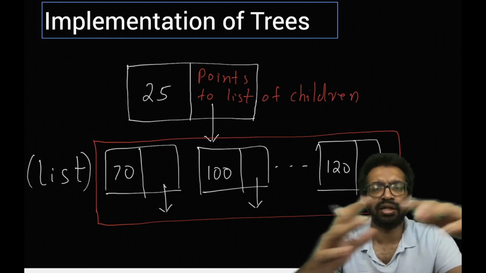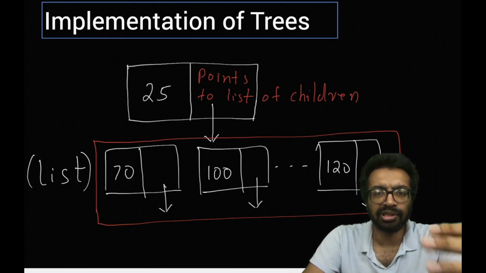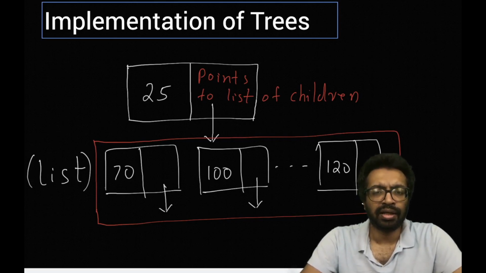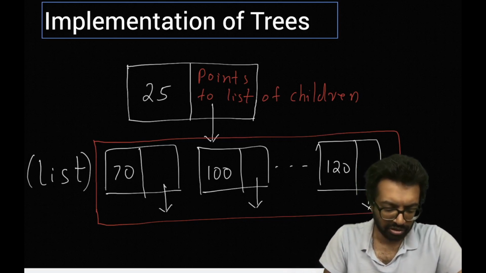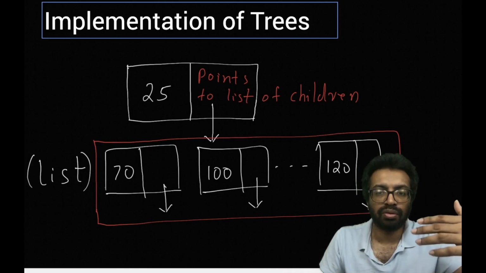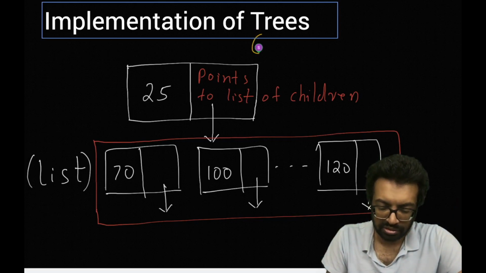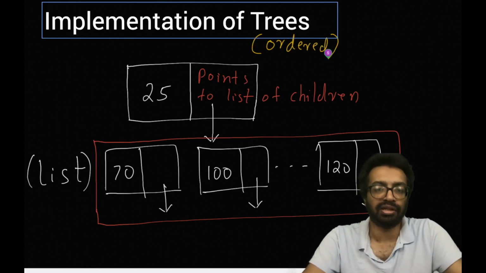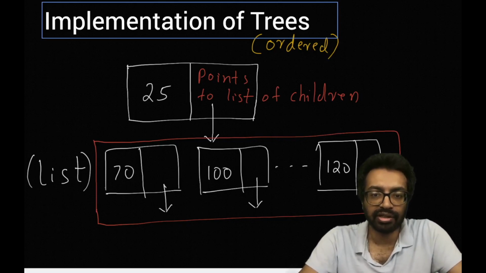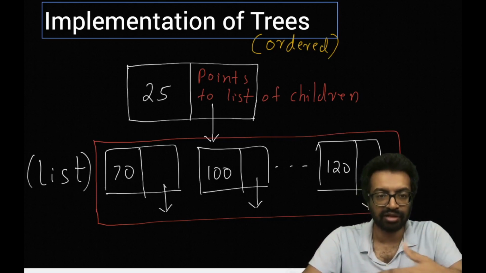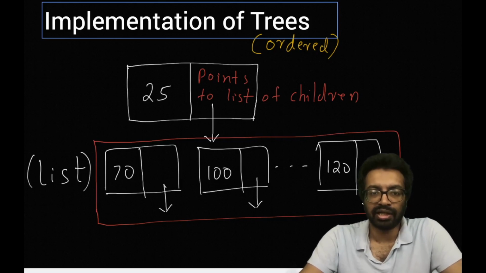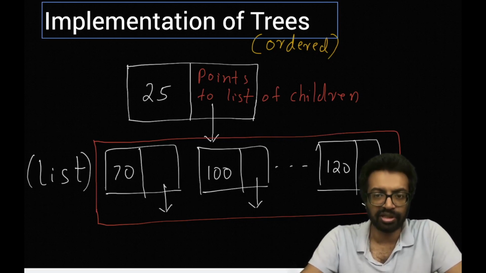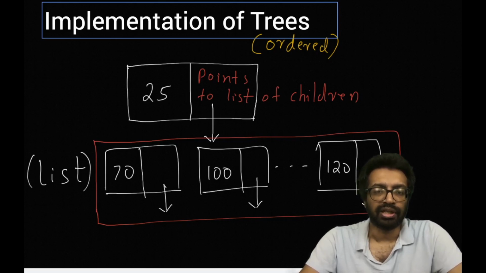As we said, a tree can have multiple children, and this points to the list of all its children. If you are considering ordered trees, the ordering of this list also matters, in the sense that the leftmost child might be, let's say, the eldest child, and the rightmost child might be the youngest child. That's an interpretation one has to give to this list.